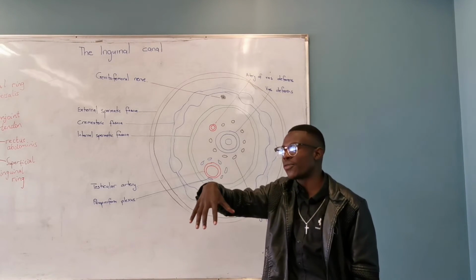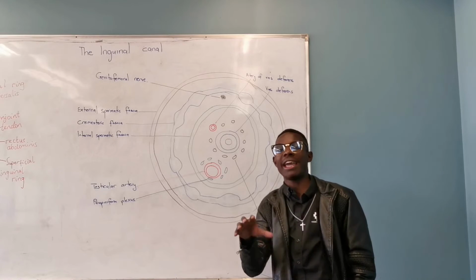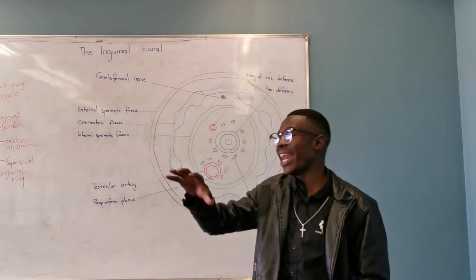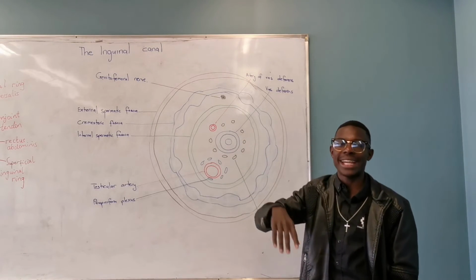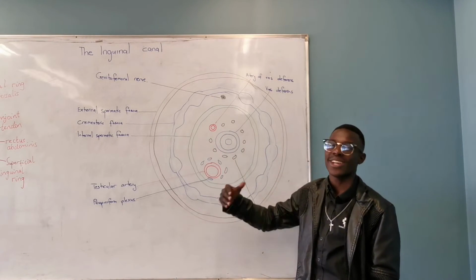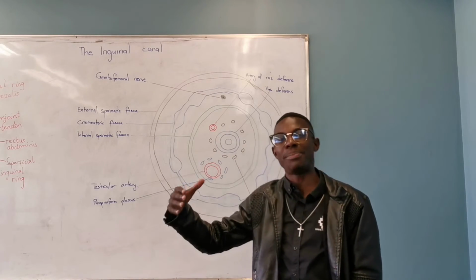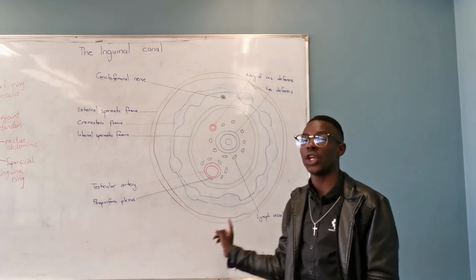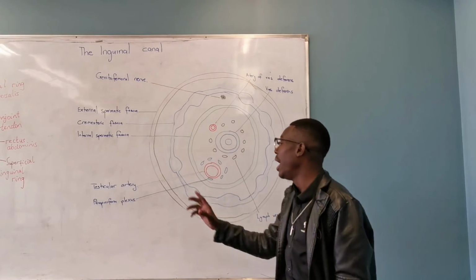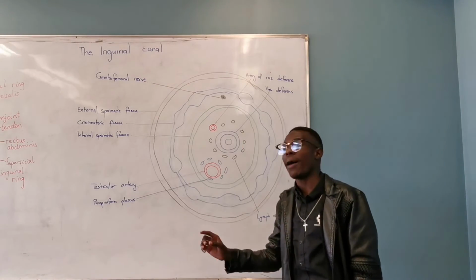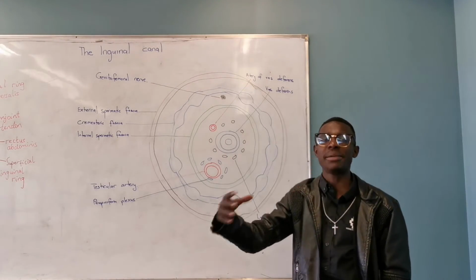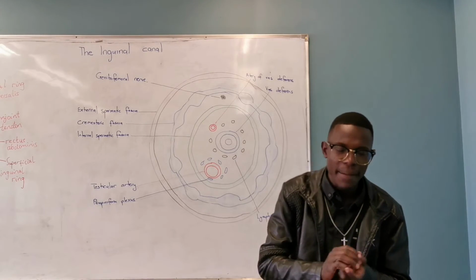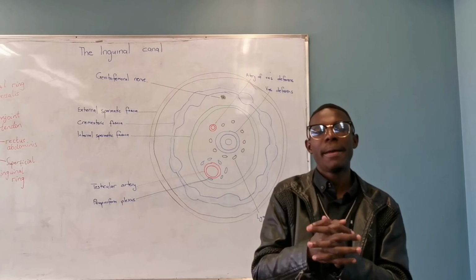From the seminiferous tubules, we're going to have tubules that we call straight tubules that form the rete testis. And then from the rete testis, we're going to have the efferent ductules. From the efferent ductules, we're going to have the epididymis. In the epididymis, we have convoluted tubules that form the epididymis. If it is stretched out, grossly, it has a length of around 5 to 6 meters.